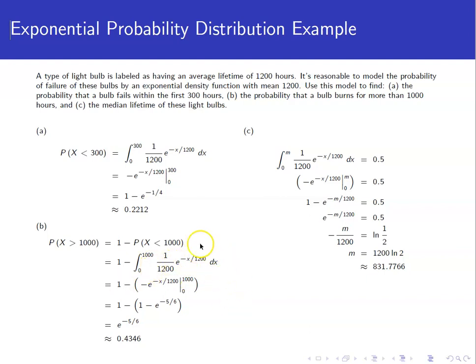So I set up our probability that x is less than 1,000, just like what we did in part A, just changing that upper limit of integration. So our work is exactly the same, except that here at this step, we'll plug in 1,000 for x, rather than when we plugged in 300 for x. So when we evaluate just the integral part, we get 1 minus e to the minus 5/6. But also remember there's a 1 minus out in front, so we just get an e to the negative 5/6, which is approximately 0.4346.